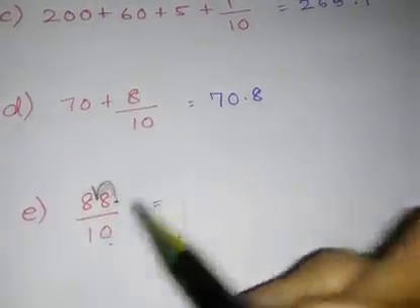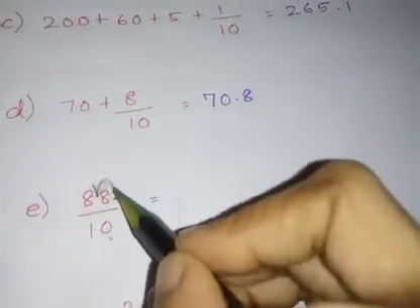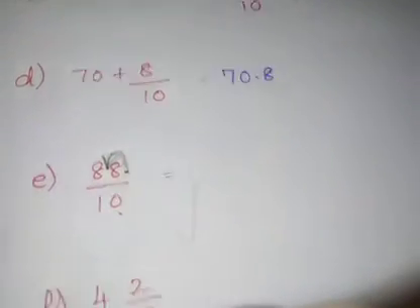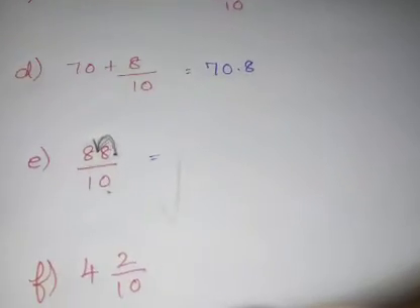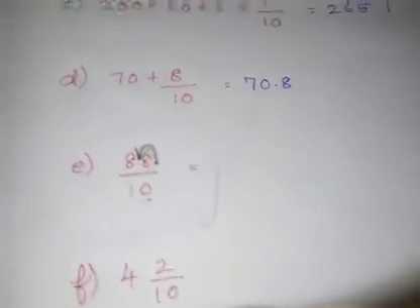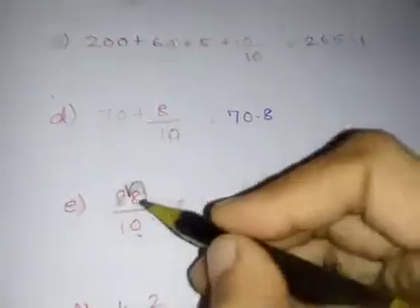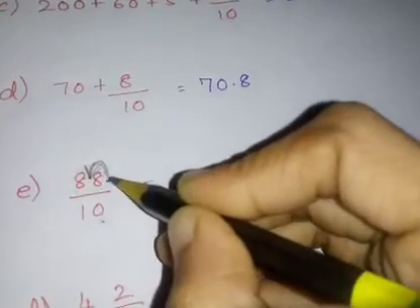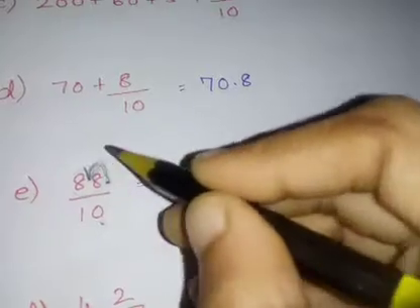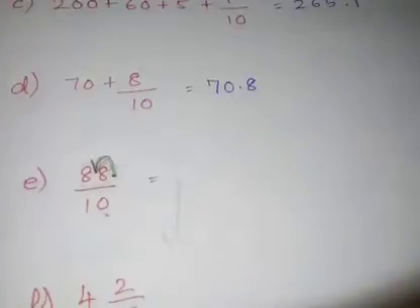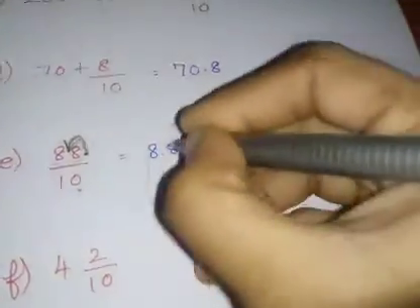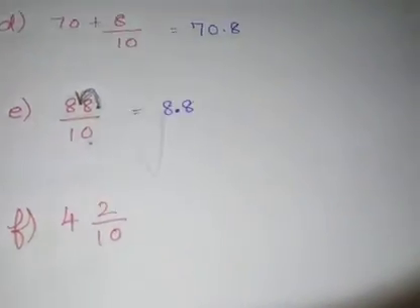How many zeros are there? One zero is there. So one digit it will be shifting towards the left side. Division means left side. If it is multiplication, you will go right side. So if a number is divided by 10, then the decimal point will shift one digit towards the left side. So what is the decimal number here? 8.8. Now here, 4 2 by 10.